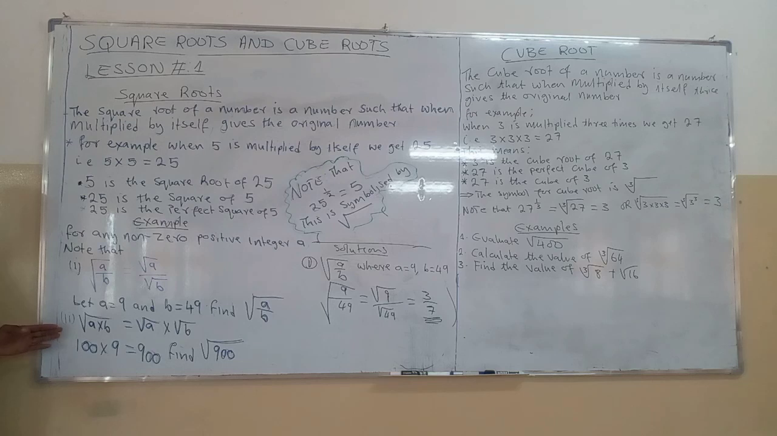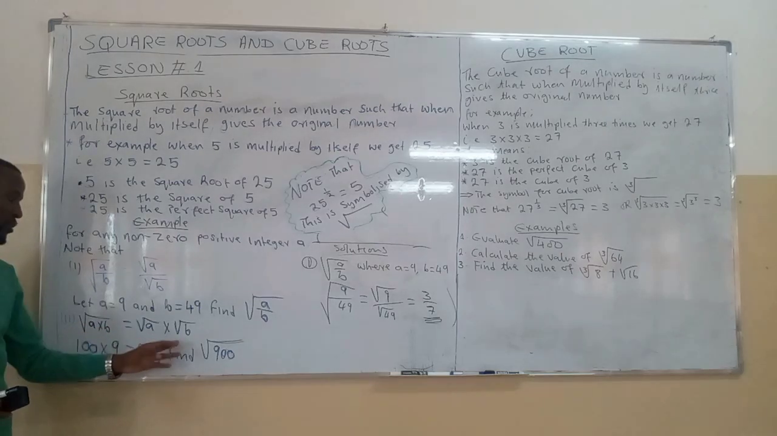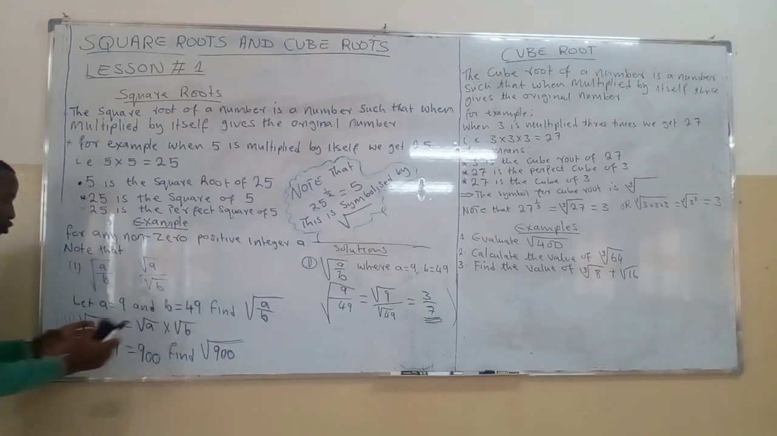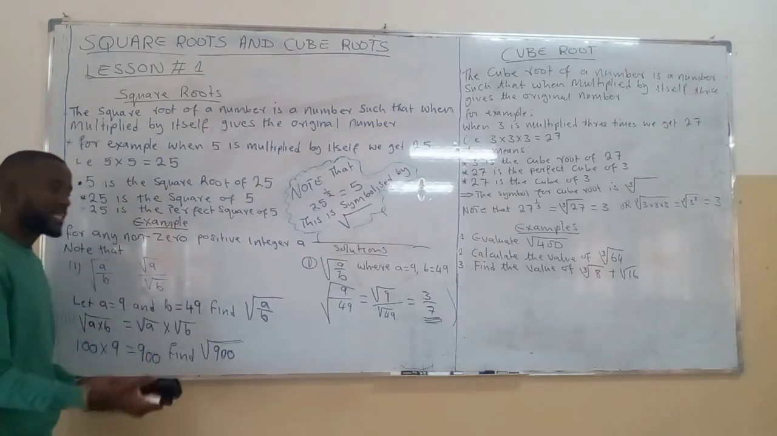Now let us move to Roman numeral number 2. They are simply saying that given the square root of a times b, we can also write this in the form of the square root of a times the square root of b. We have just split them so as to make your work easy.